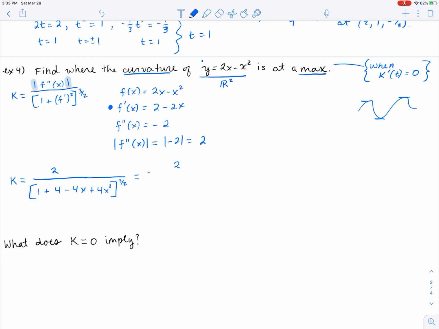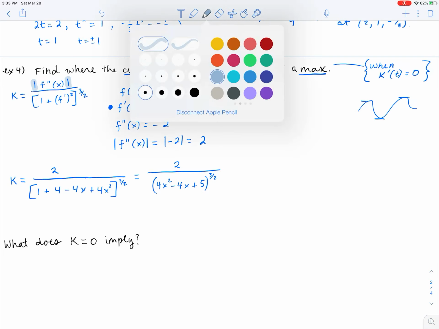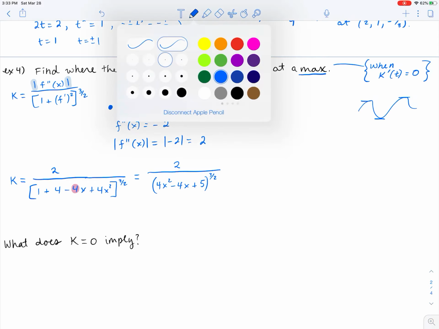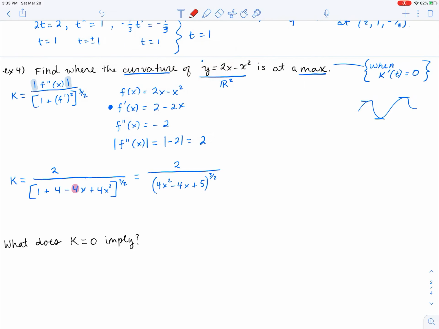And what we get is 2 over, let's write this as 4x squared minus 4x plus 5 to the 3/2 power. And I think I did screw something up, and I'm pretty sure I know what I did. So here's the problem right here, and here's the correction.